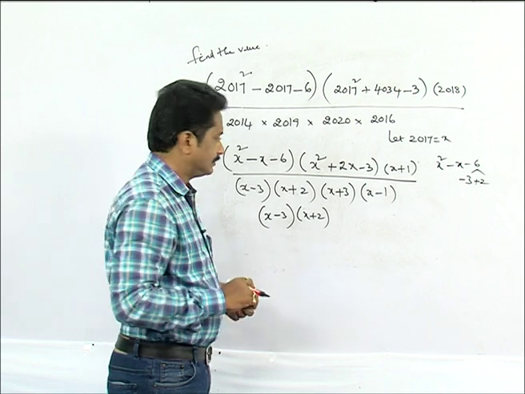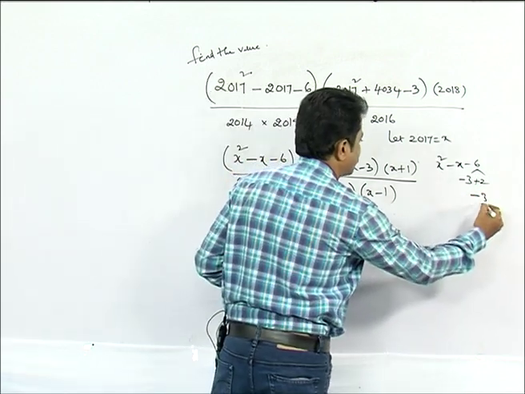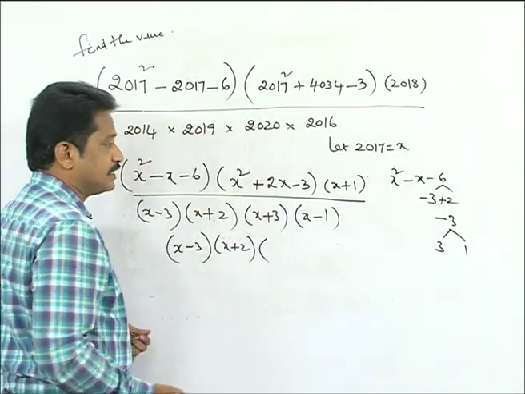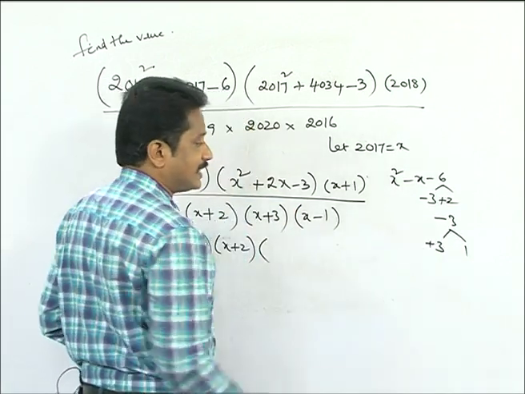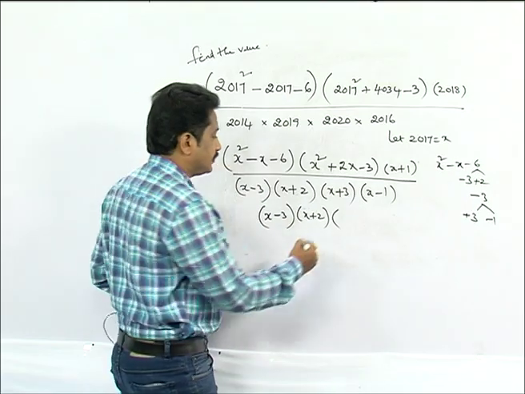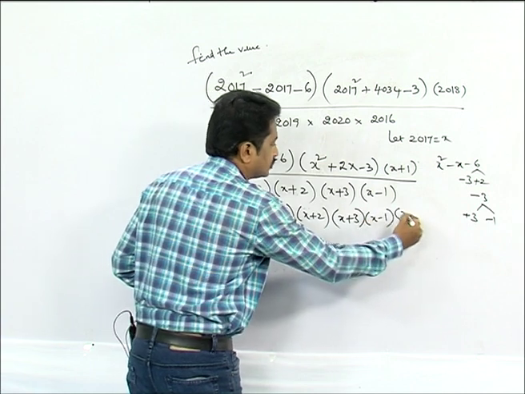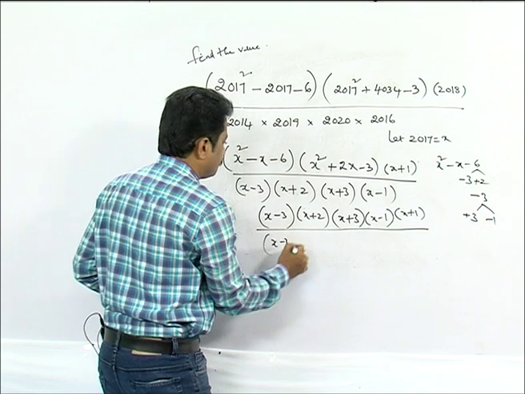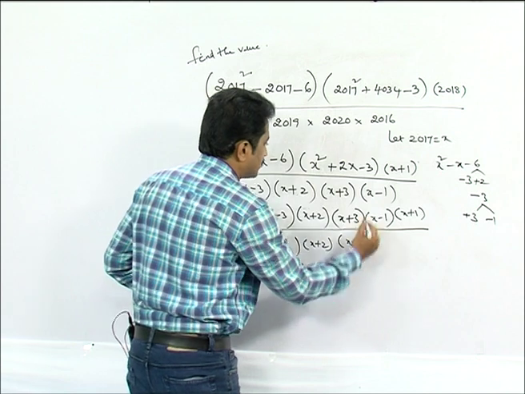Is it clear? Okay. Now, x square plus 2x minus 3, the minus 3 can be written as 3 and 1, where 1 will get a minus. Here the x coefficient is plus 2, so 3 will get plus and 1 will get minus. Then how to write it? You can write it as x plus 3 times x minus 1. So, here you have x plus 1. Now, this is x minus 3 and this one is x plus 2 and this is x plus 3 and this one is x minus 1.